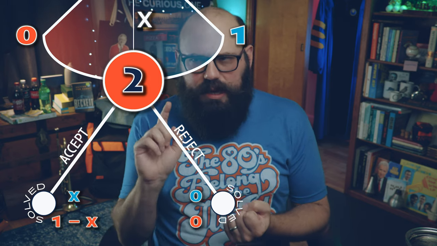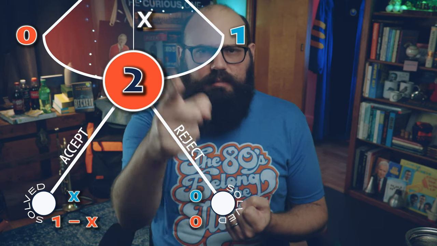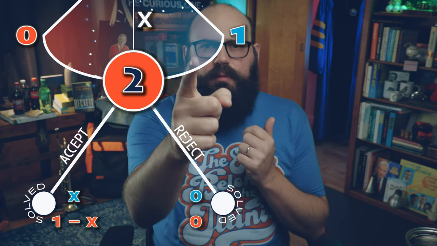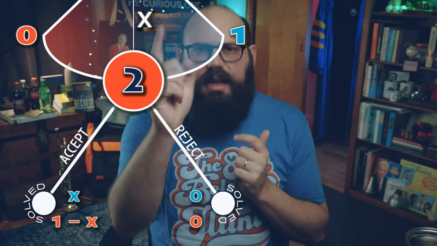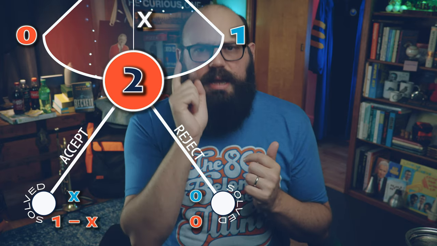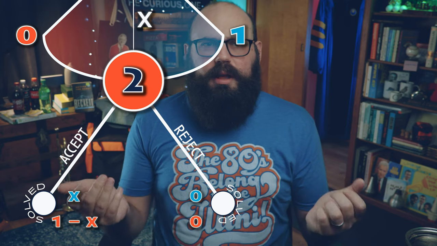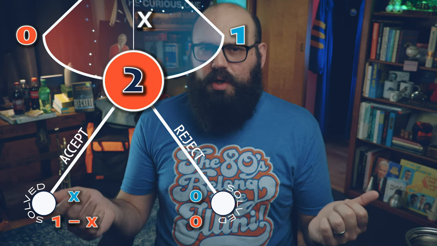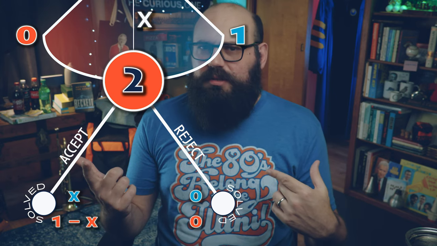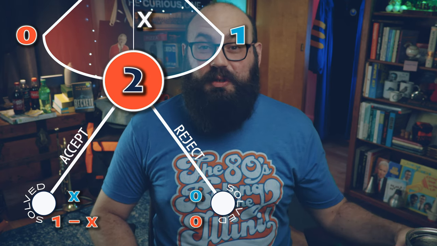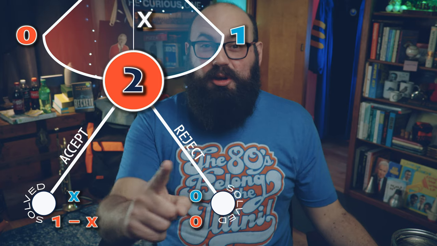Right? So they see an X and they make a decision. You tell me the X, I tell you if I accept or reject. You give me an X, I tell you if I accept or reject. In other words, player two's strategy reads in X's and spits out decisions. Player two's strategy is a function. You give me an X, I tell you if I accept or reject.